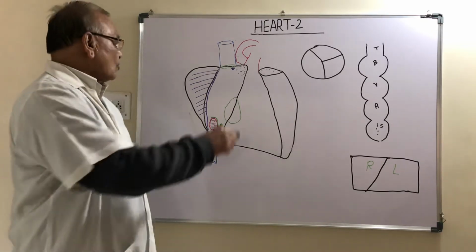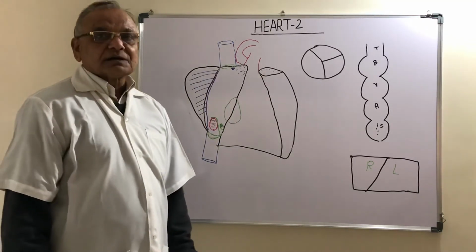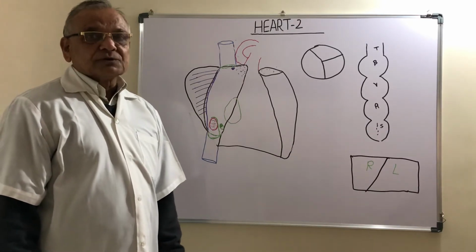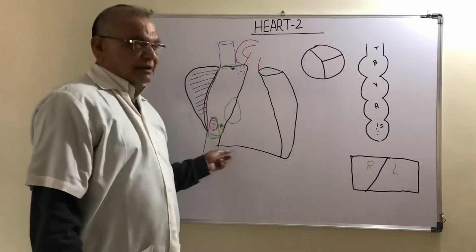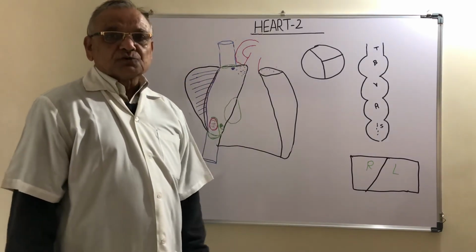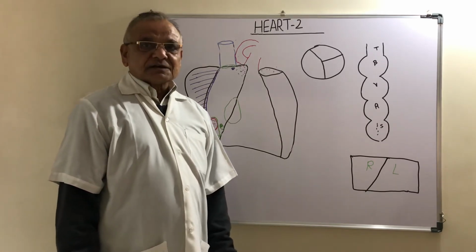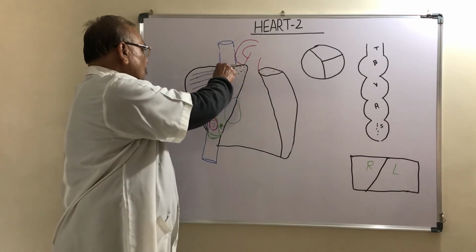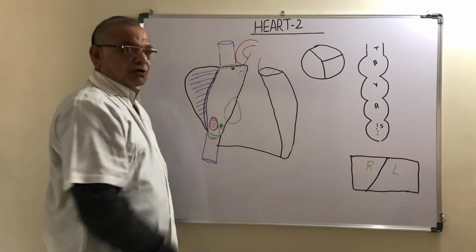This shallow groove runs along the right border on the anterior surface of the right atrium, and this groove is called sulcus terminalis. This ridge is called crista terminalis, and the groove which is produced by crista terminalis is called sulcus terminalis. So sulcus terminalis starts near the opening of superior vena cava, follows the right border and goes down to the opening of inferior vena cava.